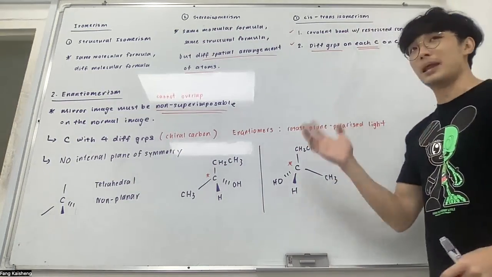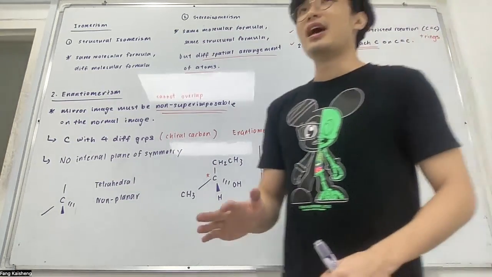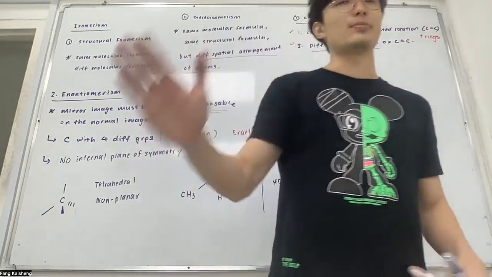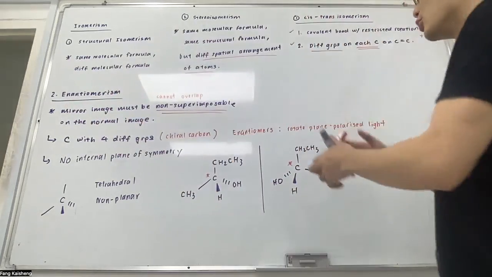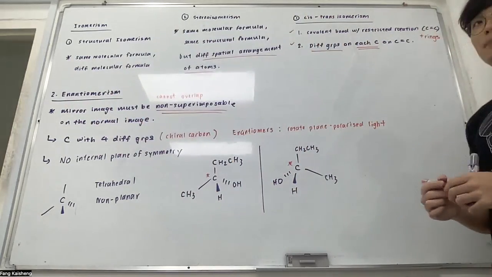You just need to write the words plane polarized light. Can rotate. And what does it mean by rotate? It doesn't matter, you don't need to know. It just can do this. So how do they rotate plane polarized light?